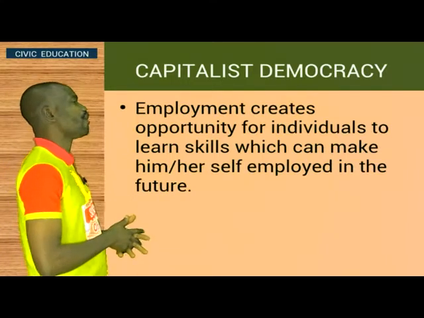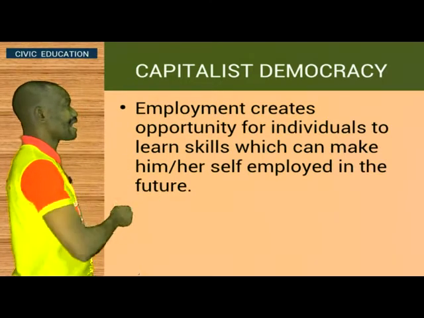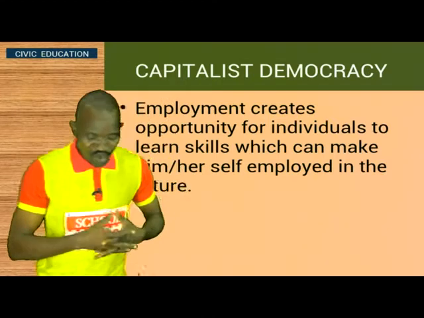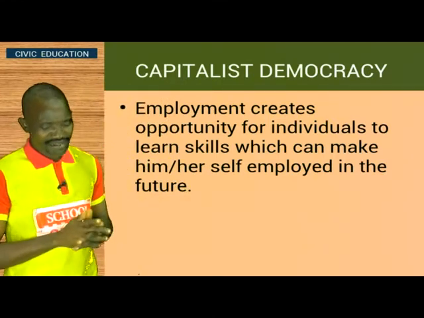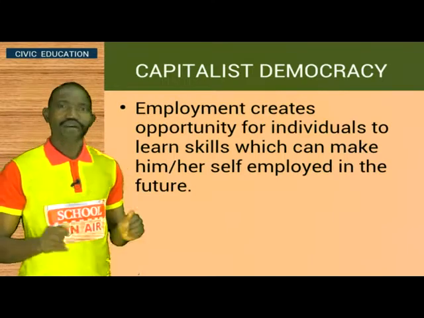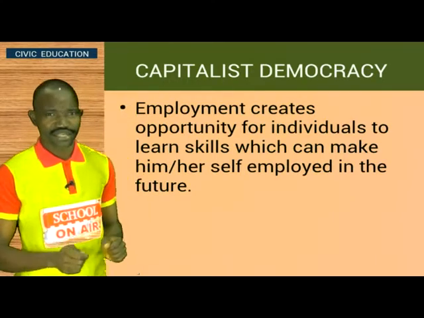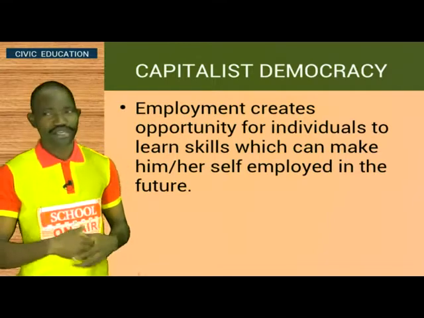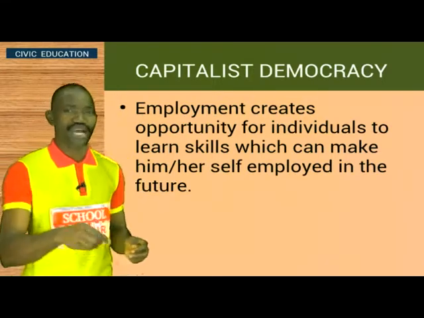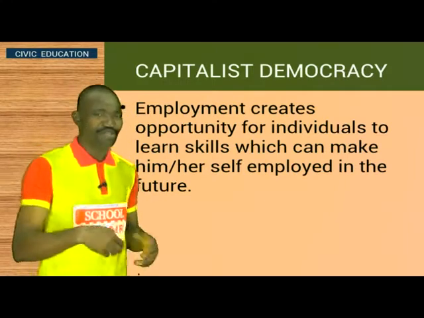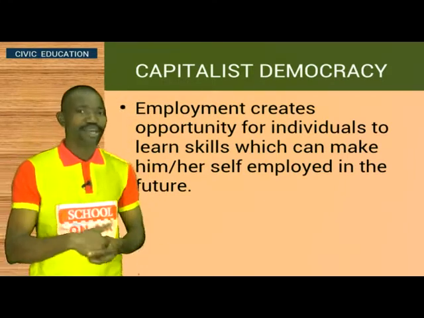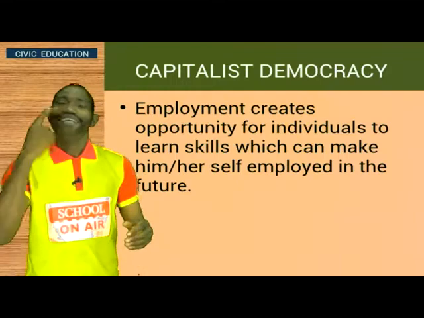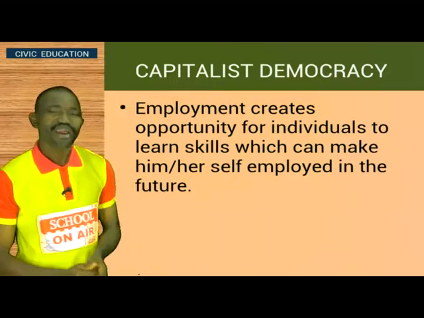Employment creates opportunity for individuals to learn skills that can make them self-employed in the future. It gives individuals opportunity to learn one skill or the other. For example, someone employed as a factory worker in a candle producing company will gradually learn how to produce candles. I have worked in a candle factory before. If you give me the necessary equipment and facilities, I can produce 200 candle sticks in 2 hours. I can produce and pack them. I already have a skill.